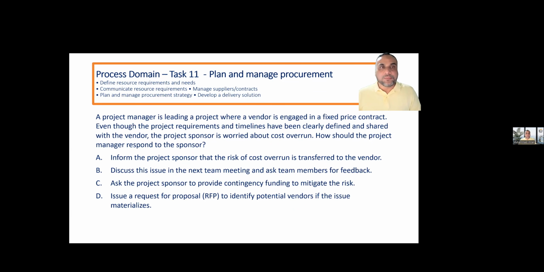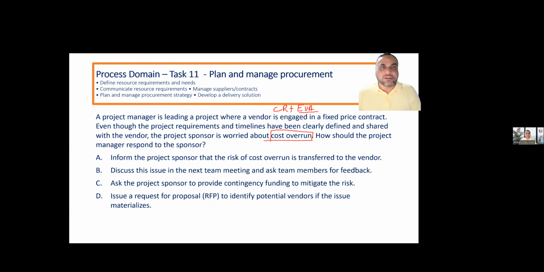Next, a PM is leading a project where a vendor is engaged in a fixed price contract. Even though the project requirements and timelines have been clearly defined and shared with the vendor, the sponsor is worried about cost overrun, which means I should have proper contingencies in my estimates. Plus, I should have proper earned value analysis, or frequency of earned value analysis, to ensure that we will meet the targets. So you should be well prepared for that.